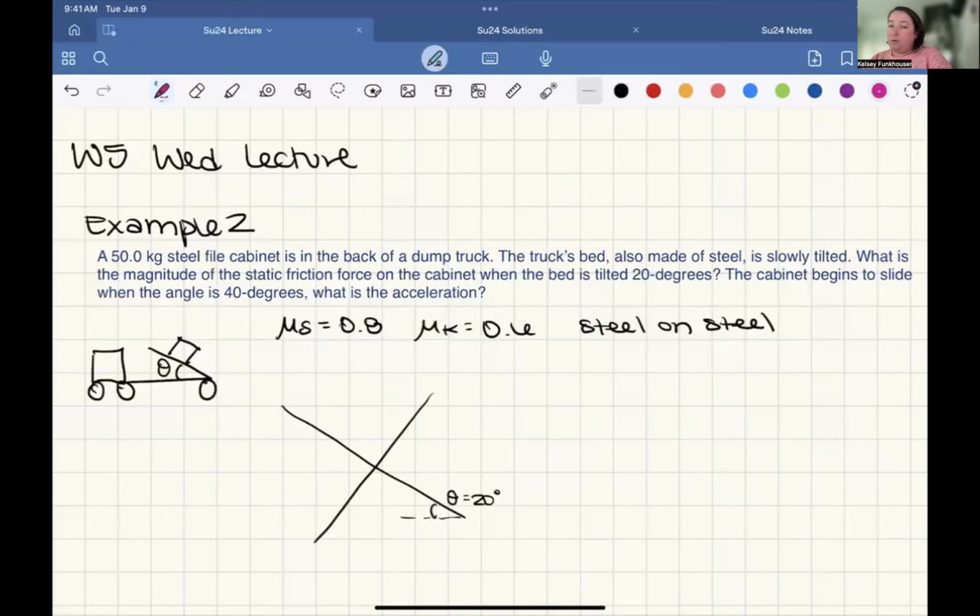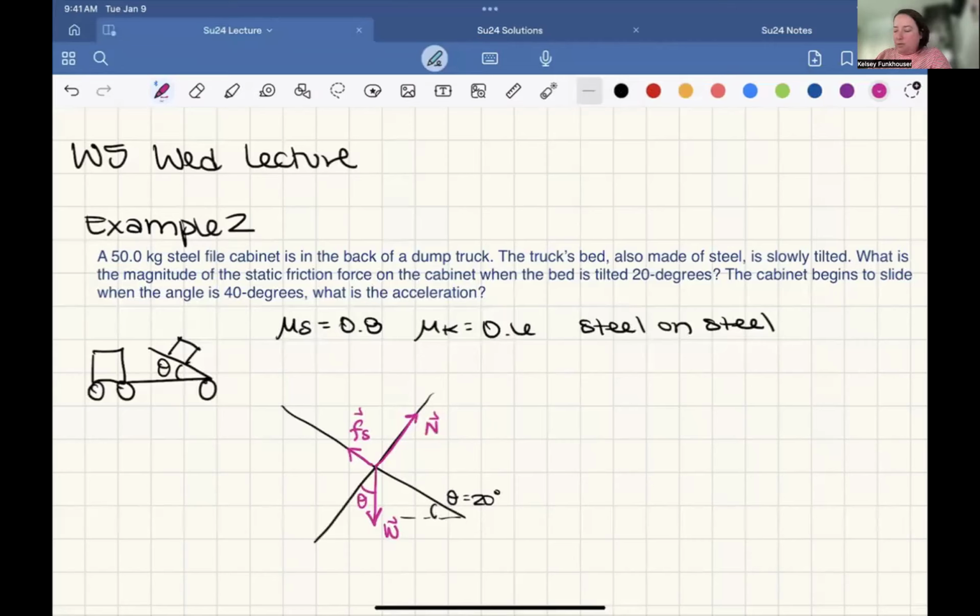Okay, so what forces are acting? Normal force perpendicular to the surface. Normal. Weight force pointing straight down. Weight. And the angle there. And then we have a static friction force pointing up along the incline. Fs.